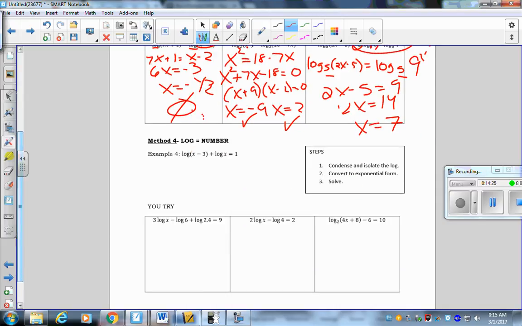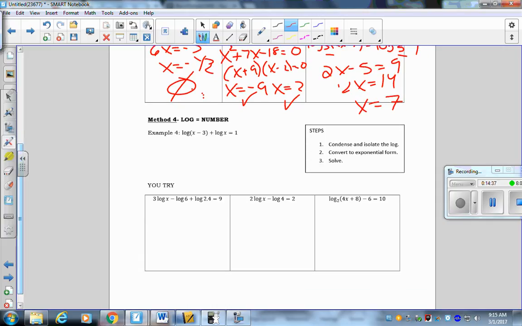All right, the last thing, when I have a log is equal to a number, okay? So up top, log was equal to a log. Pretty much get rid of your logs, assuming your bases are the same. It's a shortcut version of thinking about it. But over here, I don't have a log on each side. So we can't do that. We can't just set the two sides equal, okay? So the first thing I want to do is condense and isolate, okay?